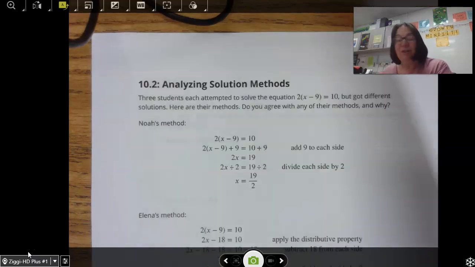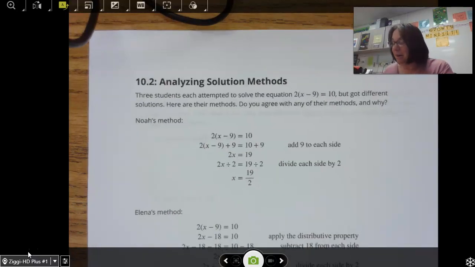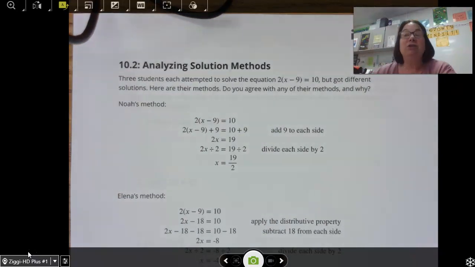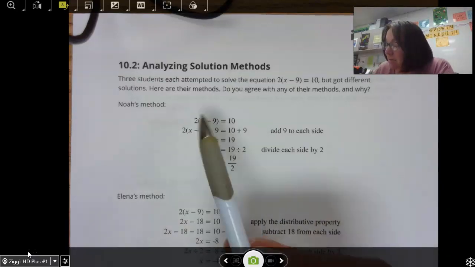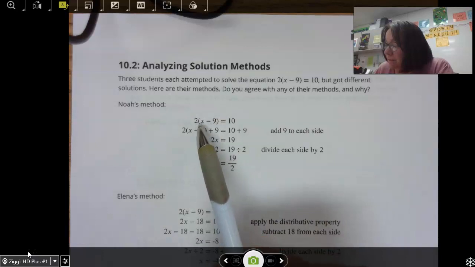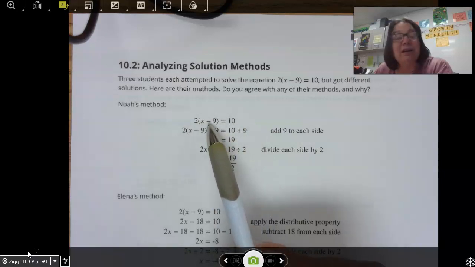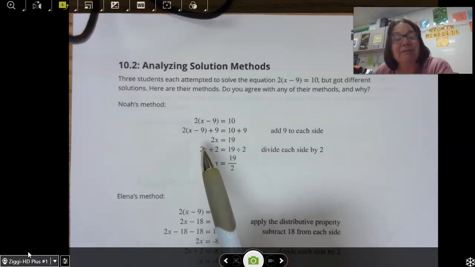Turn the page. And we're going to compare some different methods. Three students each attempted to solve the equation 2 times x minus 9 equals 10, but they all got different solutions. So we're going to compare and look at each one. In Noah's method, he looked at 2 times the quantity x minus 9 equals 10, and he said, oh, there's a subtracting 9 here. I'm going to undo that by adding 9.